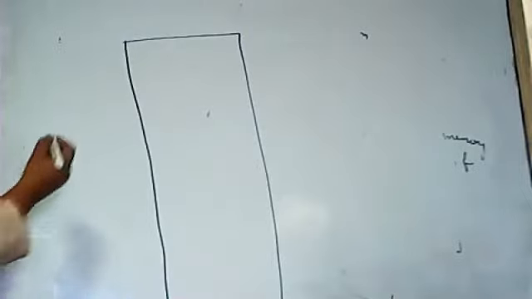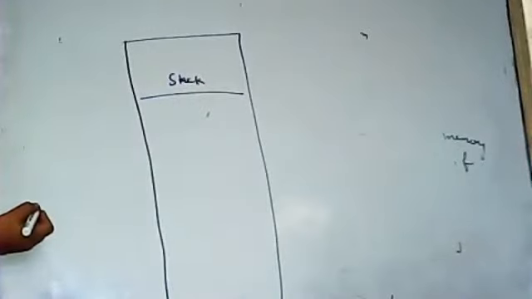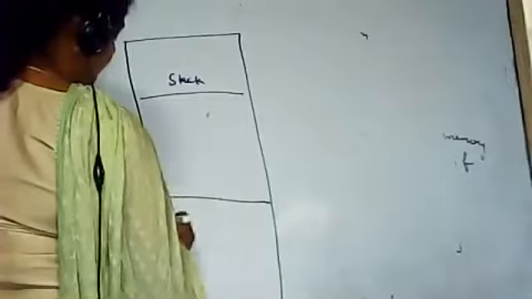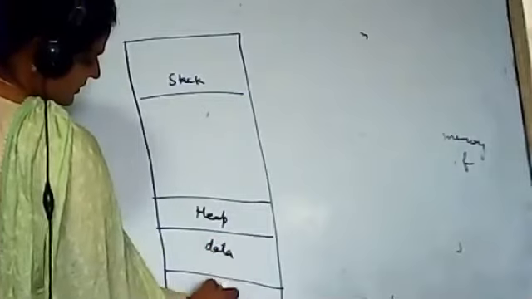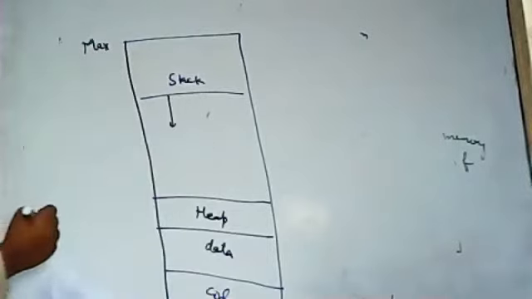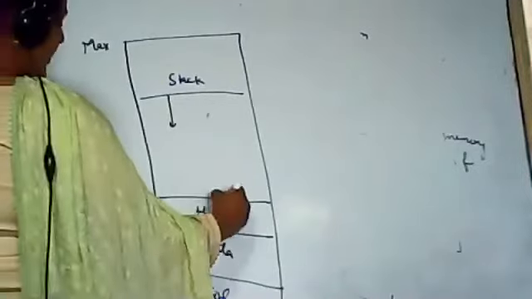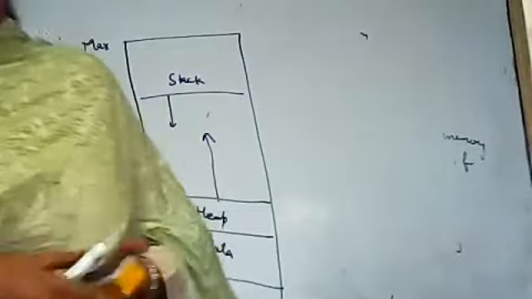We have stack, heap, data, code, etc. This is 0. This is max. The stack moves down and the heap moves up. The heap grows up from the minimum, and the stack grows down from the maximum. So that is the concept.